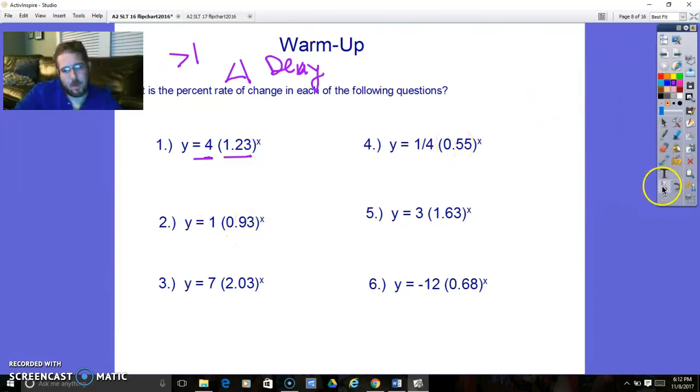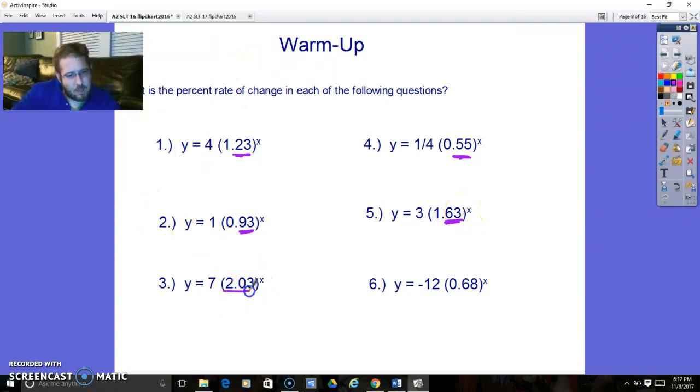So I know it's going to be in a future video. This is a 23% growth. This is a 45% decay. Why do I know that? Because this is 45 hundredths less than 1. This is a 7% decay. That's 7 hundredths less than 1. This is a 63% growth, because that's 1.63. That's 63 hundredths more than 1.